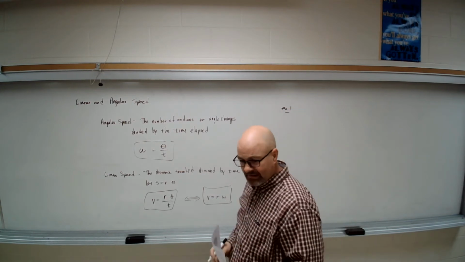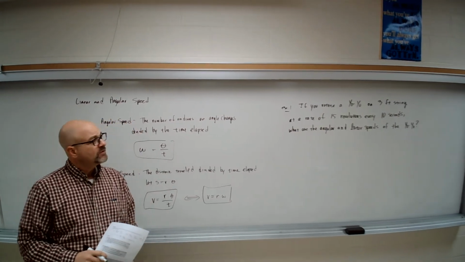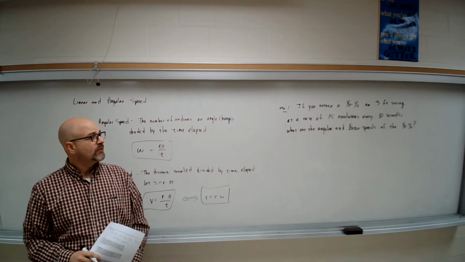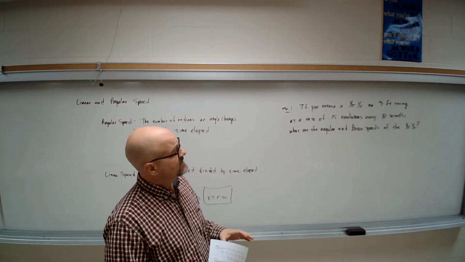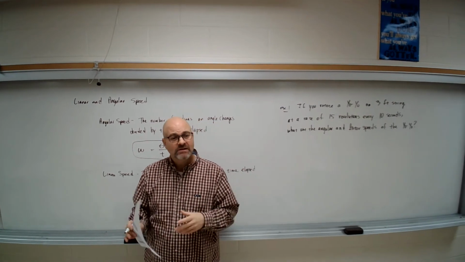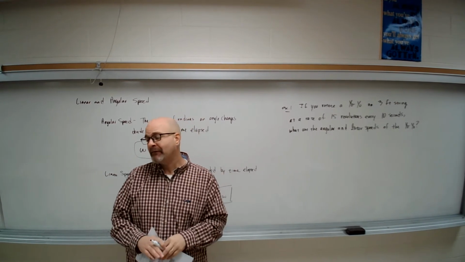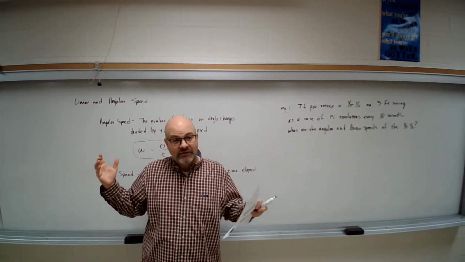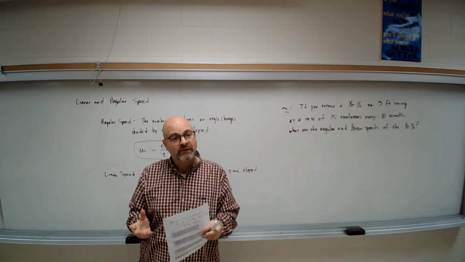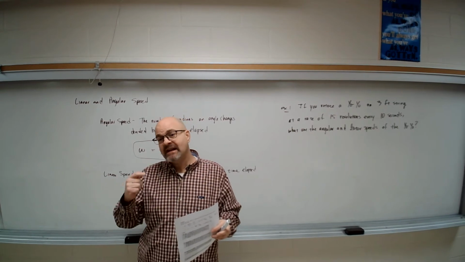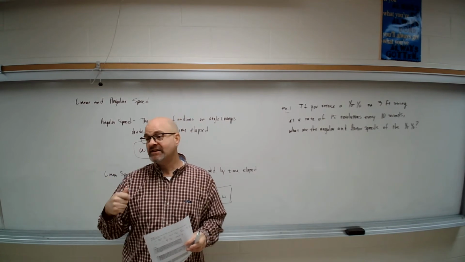All right, so let's go ahead and look at our first example here. If you rotate a yo-yo on a 3-foot string at a rate of 15 revolutions every 10 seconds, what are the angular and linear speeds of the yo-yo? So remember, angular speed is just that change in angle, right? Now you can imagine the path. If I have a 10-foot string, the yo-yo travels a lot farther in terms of distance traveled compared to a 3-foot string. But the central angle changing, if you're just doing 15 revolutions every 10 seconds, is not changing.